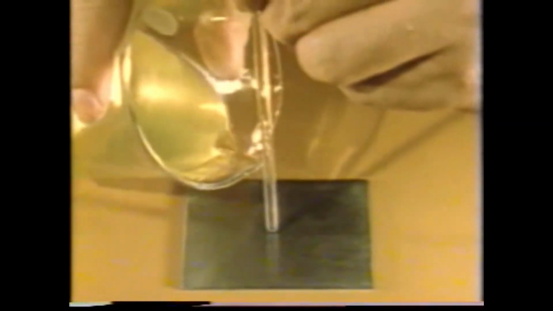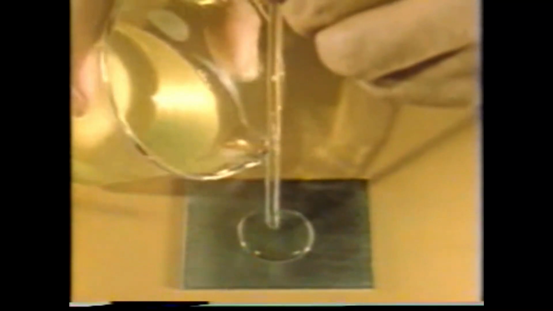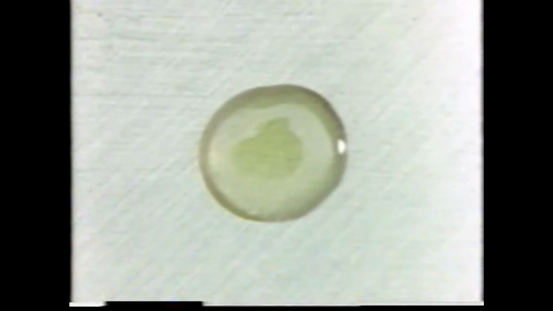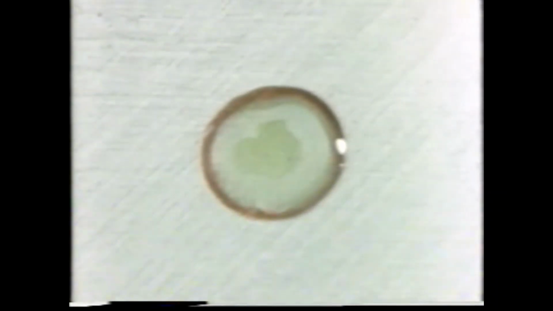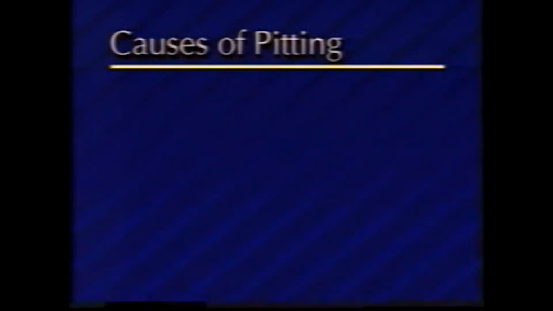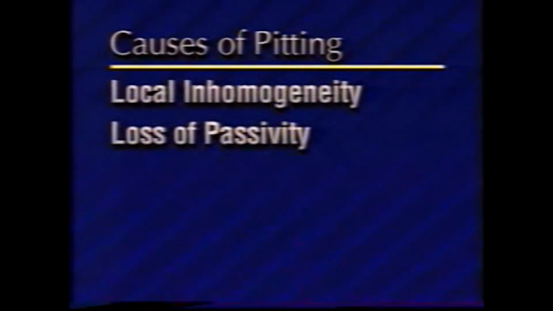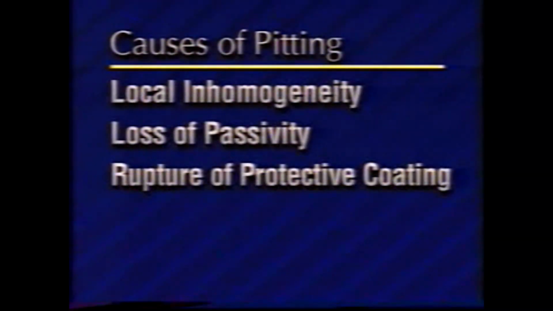Pitting begins when one area of a metal surface becomes anodic with respect to the surrounding surface. The combination of small anode area and large cathode area causes pits to form. Pitting also occurs when highly localized changes in the corrodant with the metal causes accelerated localized attack. This happens in crevices, for example. Other possible causes of pitting include local inhomogeneity on the metal surface, local loss of passivity, and mechanical or chemical rupture of a protective oxide coating.